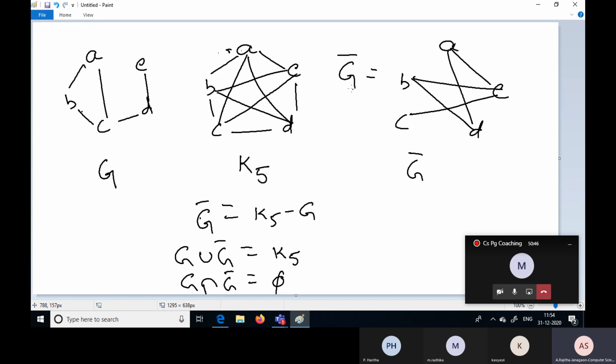So this is the G complement. Okay, next is one more operation on this.